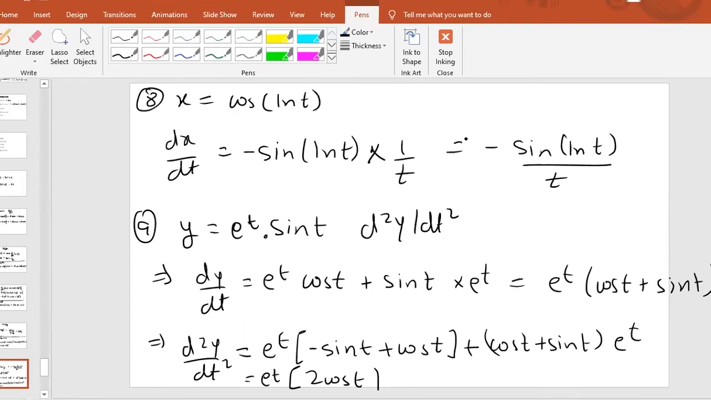Very good. So 2 e power t cos t. Fine. Now last problem.